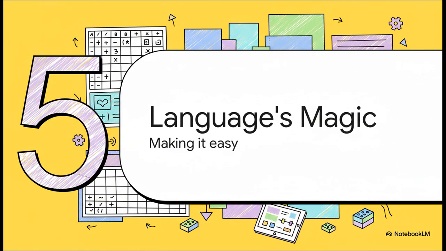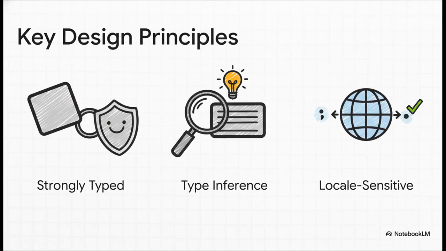So we've got all these building blocks, simple and complex, but how does PowerFX make it so darn easy to put them all together? Well, this is where the real magic happens. It really comes down to these three big ideas. First, it's strongly typed. Think of this as a safety feature. It stops you from putting text where a number should go. Then, it has type inference, which basically means it's smart enough to figure out what kind of data you're giving it all by itself. And finally, it's locale sensitive, so it automatically understands how you write dates and numbers wherever you are in the world.